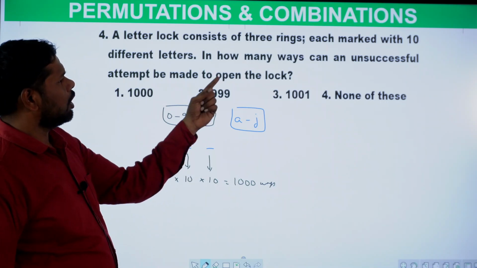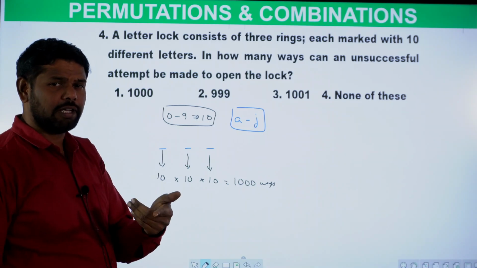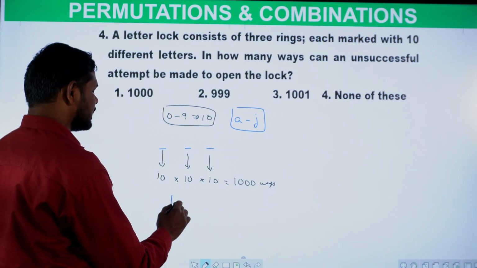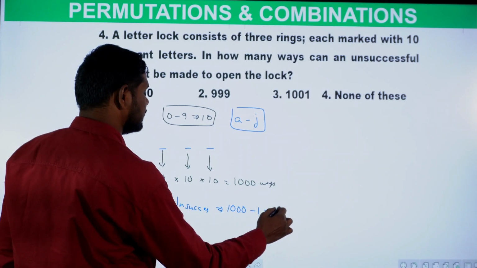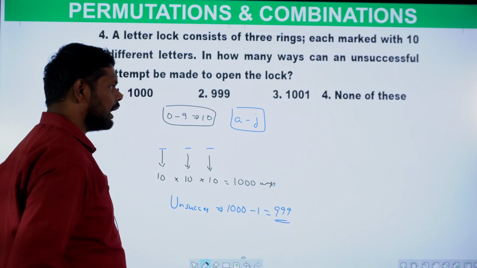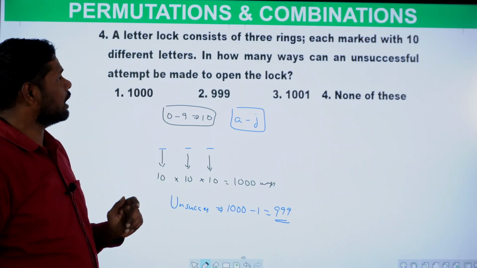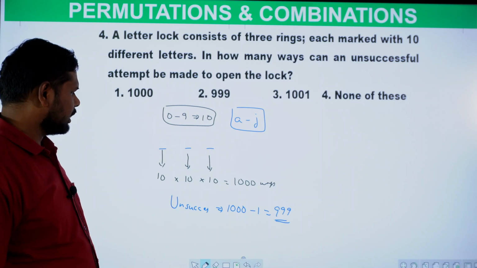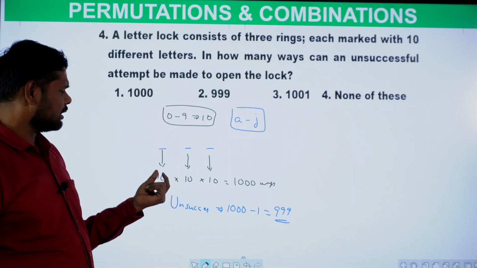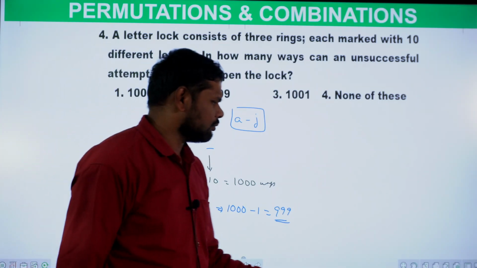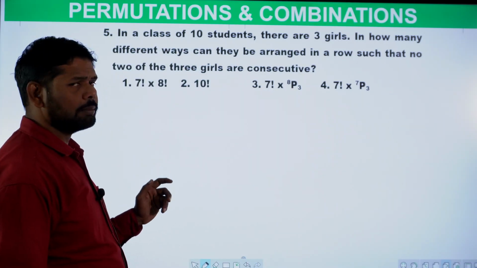But what they are asking is, how many ways can an unsuccessful attempt be made? In those 1000 ways, definitely one is the correct way, or successful attempt. So how many unsuccessful attempts are there? Out of 1000, one is definitely the successful way. The remaining 999 ways are unsuccessful attempts to open that three-ring letter lock. Okay, clear? So these are the cases. Very simple. 10 letters are there, so 10 into 10 into 10, total 1000. In that 1000, definitely in one attempt that lock will open. That's why we subtract that one from 1000, we get 999.